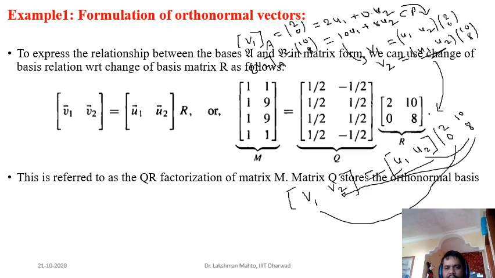Here matrix M, having first column V1 and second column V2, equals this matrix Q, having first column U1 and second column U2, times this matrix R, which is the change of basis matrix from A to B. You can remember why the notation is Q: it is a classical, fixed notation for an orthogonal matrix. So Q is an orthogonal matrix. R is what? An upper triangular matrix.